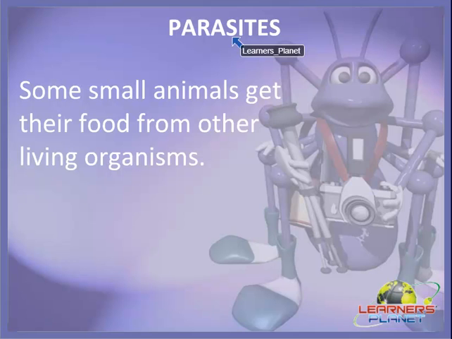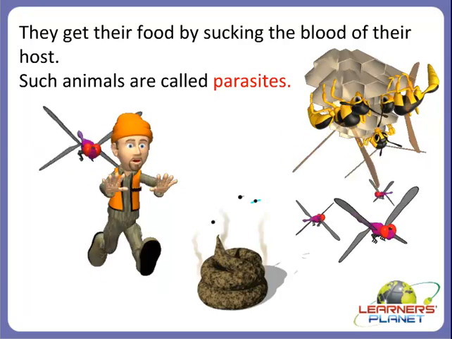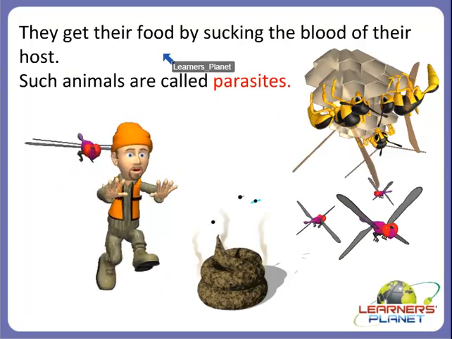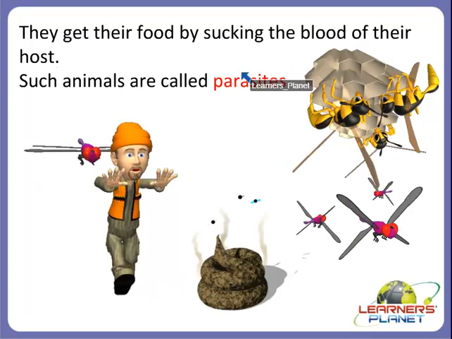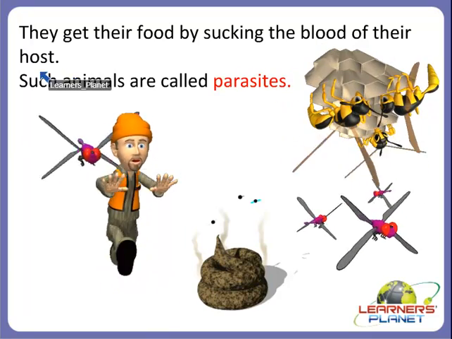Now we will study about parasites. So children, what is meant by parasite? Yes, there are some small animals that get their food from other living organisms. Right? So such small animals that get food from other living animals are called parasites. And how do they get food from other living organisms? Yes, they get their food by sucking the blood of their host.